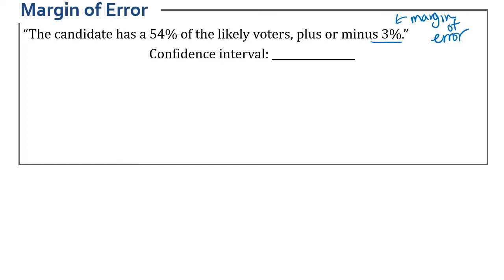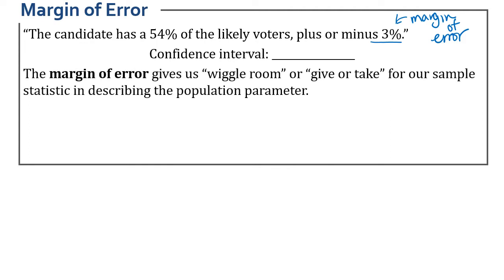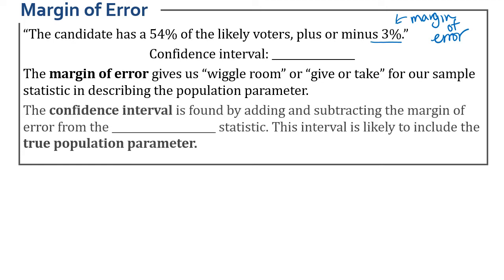So what the margin of error is, it gives us what's called a wiggle room, or a give or take, for our sample statistic in describing that population parameter. The confidence interval is found by adding and subtracting the margin of error from the sample statistic. This interval is likely to include what's actually the true population parameter.